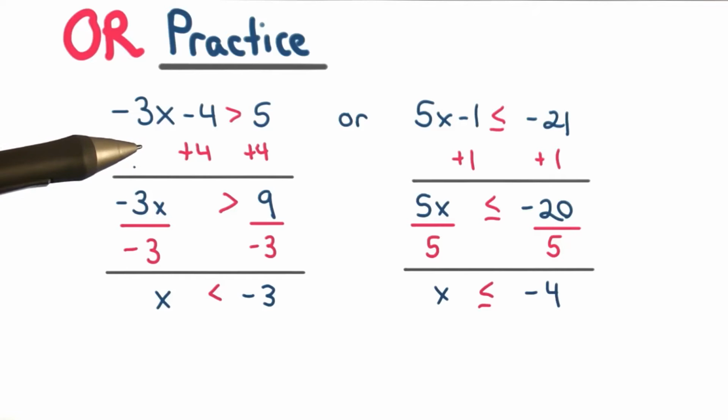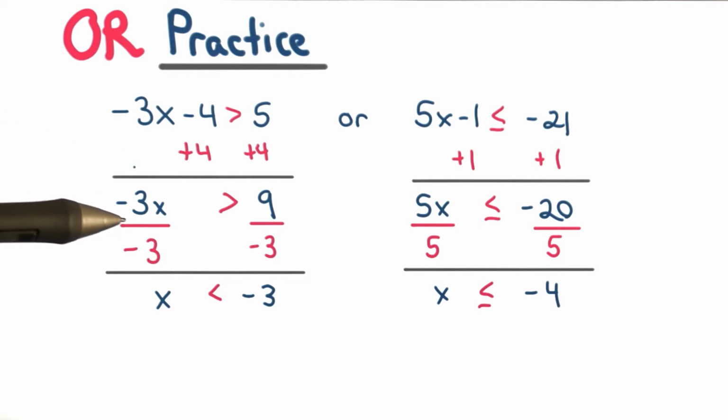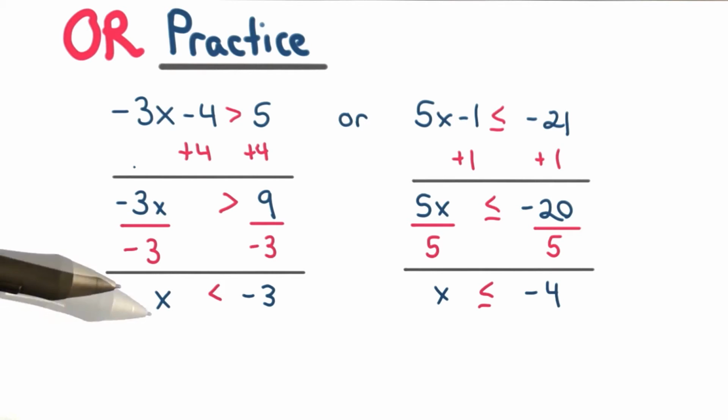For the first inequality, I can add 4 to both sides to get negative 3x is greater than 9. Then we divide by negative 3, the coefficient of x. We get x is less than negative 3. Remember, we need to reverse the inequality sign here.